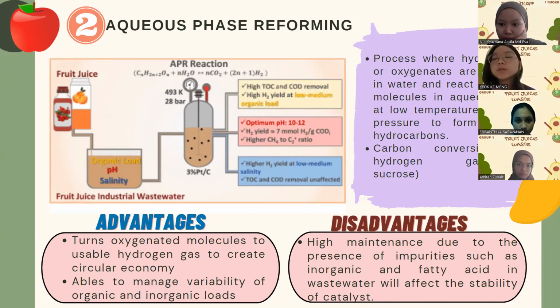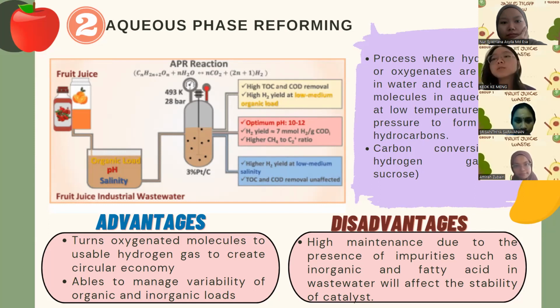So this method is mainly used to treat the glucose and sucrose found in the fruit juice industry. So the advantage is to turn the oxygenated molecules into hydrogen gas to create a circular economy, and it is also able to manage variability of organic and inorganic load.